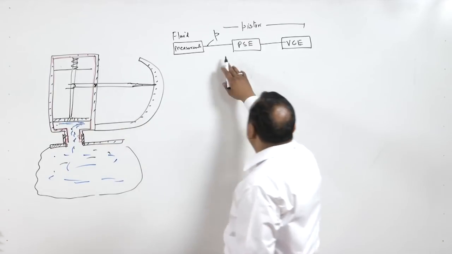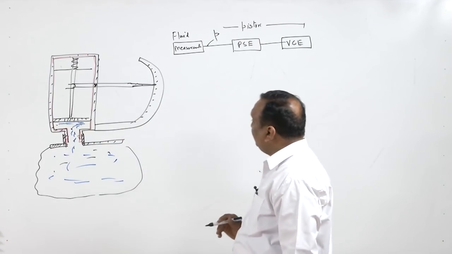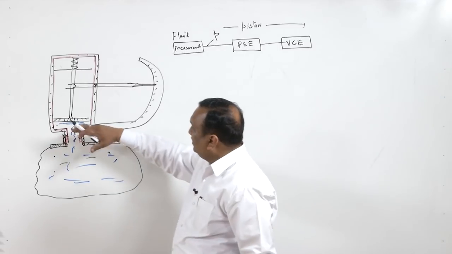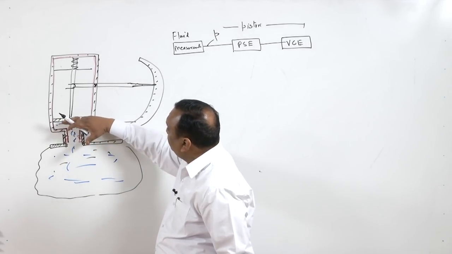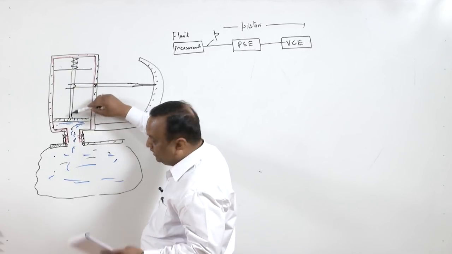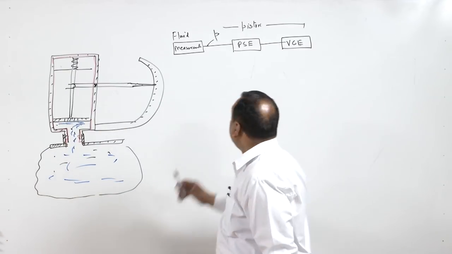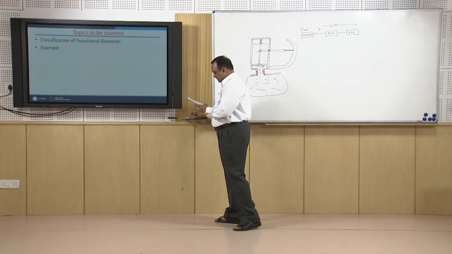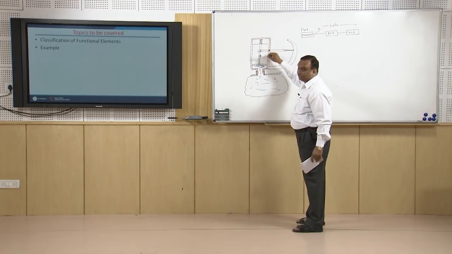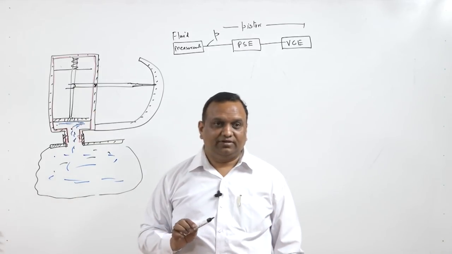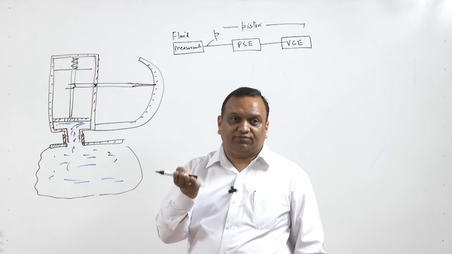So here the piston is working as a primary sensing element and variable conversion element. The piston is exerting force on this rod, and at the same time the force is converted into displacement, because the rod is being lifted with the act of pressure.